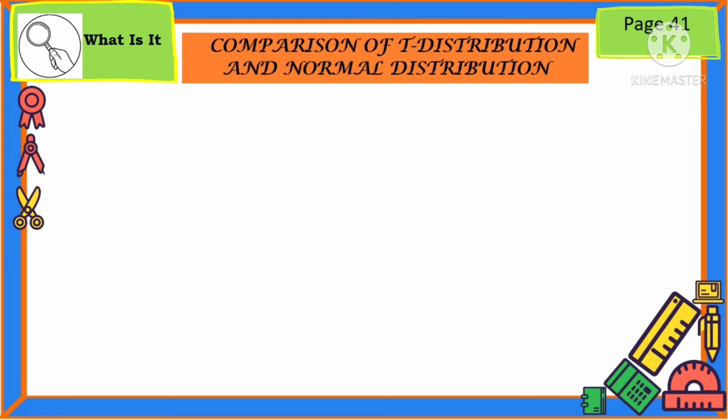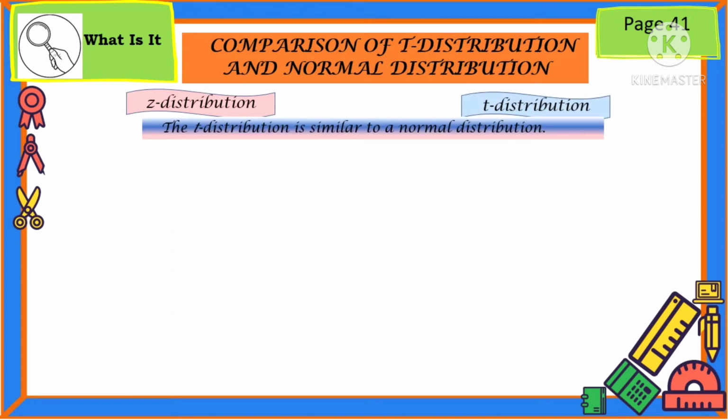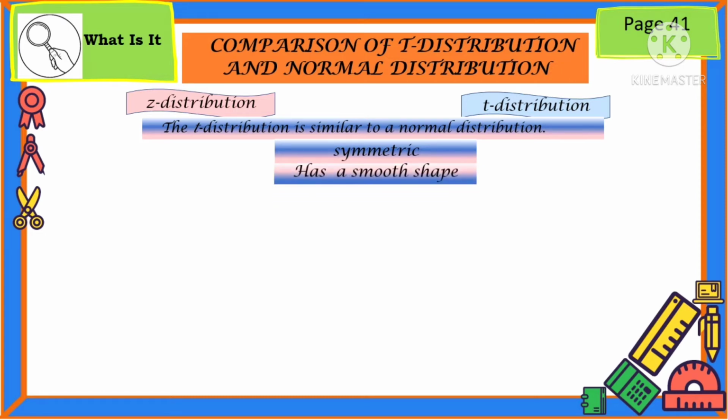Comparison of the T distribution and normal distribution. The T distribution is similar to a normal distribution. Just like the Z distribution, the T distribution is symmetric. Just like the Z distribution, the T distribution has a smooth shape. Just like the Z distribution, the T distribution has a mean of 0.